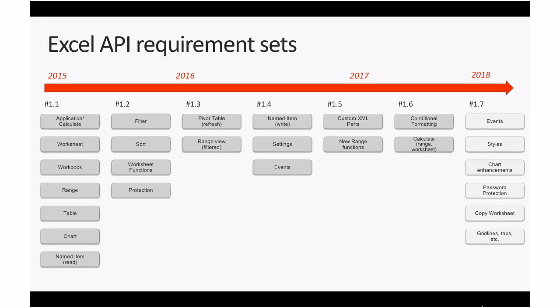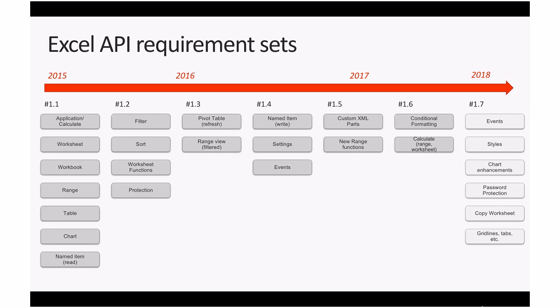And over the quarters, we have incrementally added new features and functionalities. So as you can see, over the last 2 years, we've done several releases and included more advanced features, things like filtering, sorting, the ability to add events, custom XML parts, tons and tons of new functions related to range manipulation, and then conditional formatting, and lots of calculation and worksheet functions.